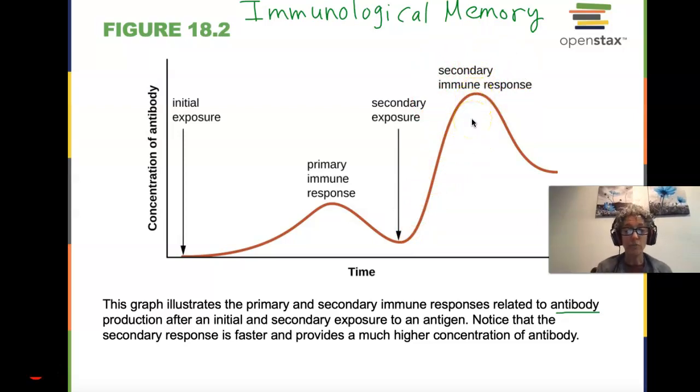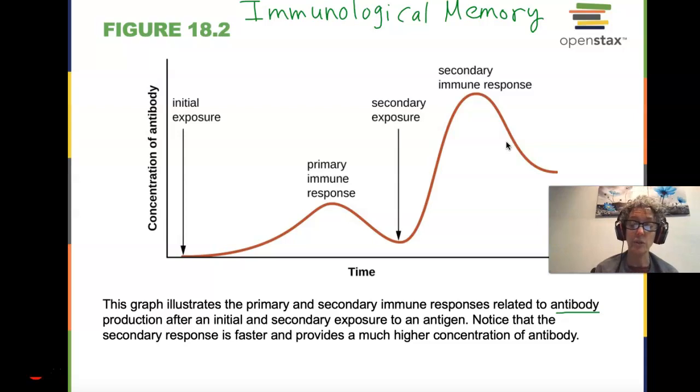This happens in natural immunity. For many diseases, if you've been exposed, then a second exposure, your adaptive immune response is so strong that you do not come down with any signs and symptoms of the disease.